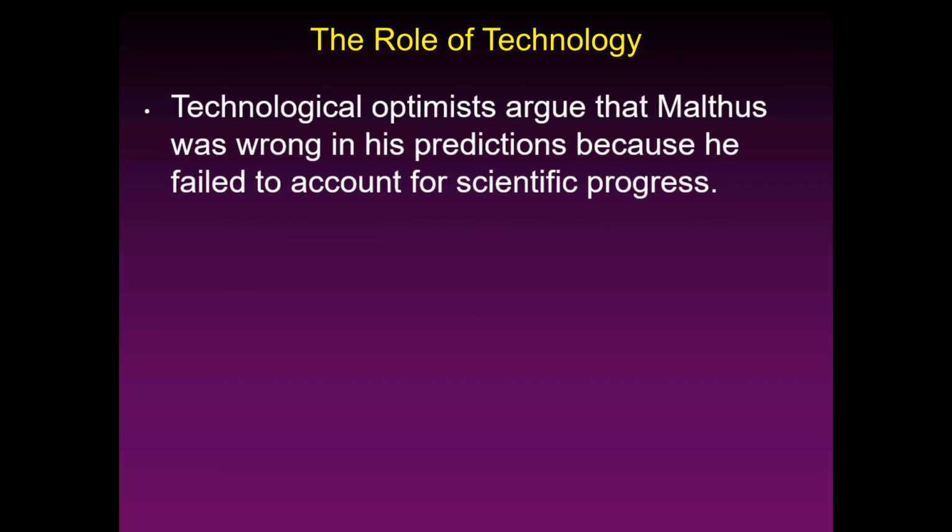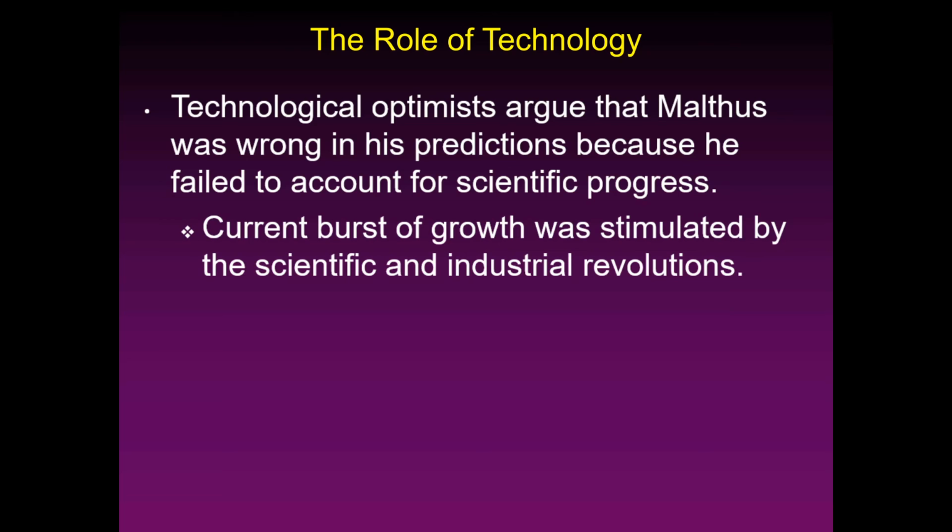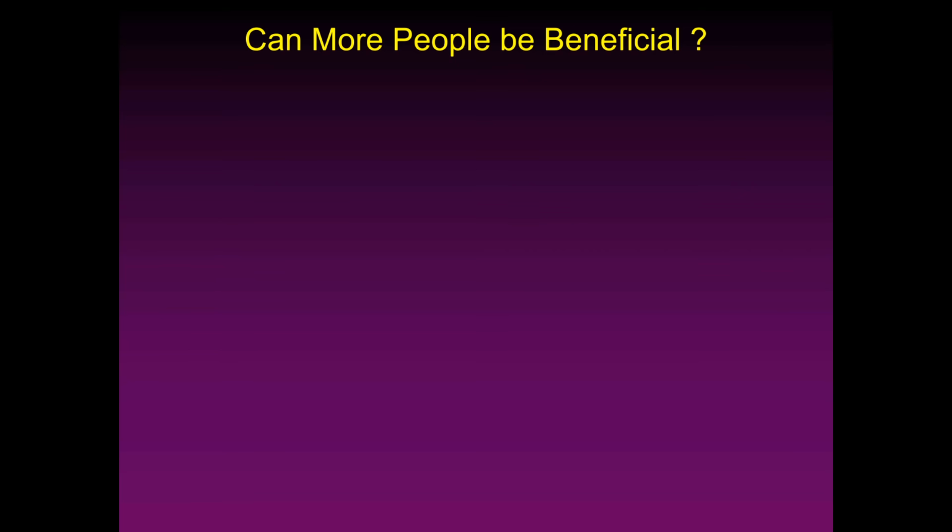So how does technology play a role in this? Technological optimists argue that Malthus is wrong in his predictions because he failed to account for scientific progress. Current bursts of growth were stimulated by scientific and industrial revolutions. Another thing is just agricultural revolutions. We're able to make more things now because our agricultural practices are better than they've ever been. I know that there are some farmers that still do things the way that they did in the old days, but there are quite a few farmers that have embraced technology and embraced science, because that increases their yield. It increases the amount of money that they can make. On top of that, it also saves them money in the long run.